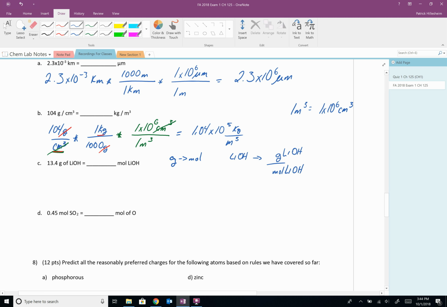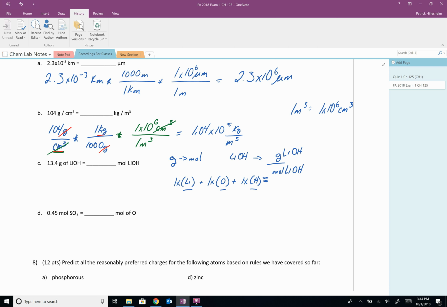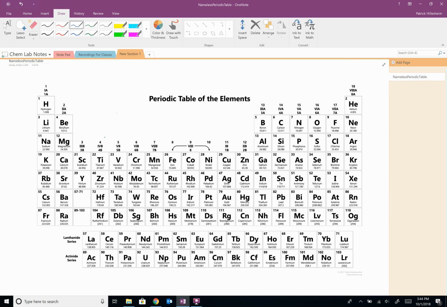And to do that, we just add up the individual components, right? We need to look up 1 times the atomic mass of lithium plus 1 times the atomic mass of oxygen plus 1 times the atomic mass of hydrogen. So I'm going to tab over. I've got a periodic table open on another tab, so we're going to pull those values over. I'm just going to circle them. I'm going to look for lithium, oxygen, and hydrogen. I clicked on the wrong tab. All right, here we go.